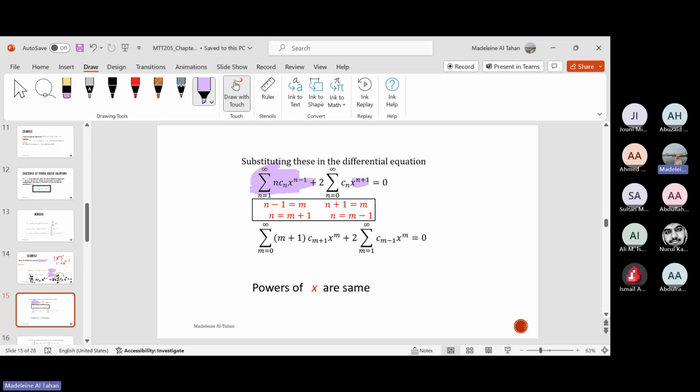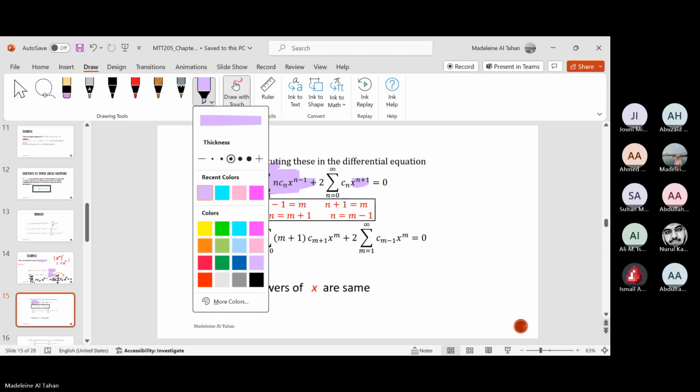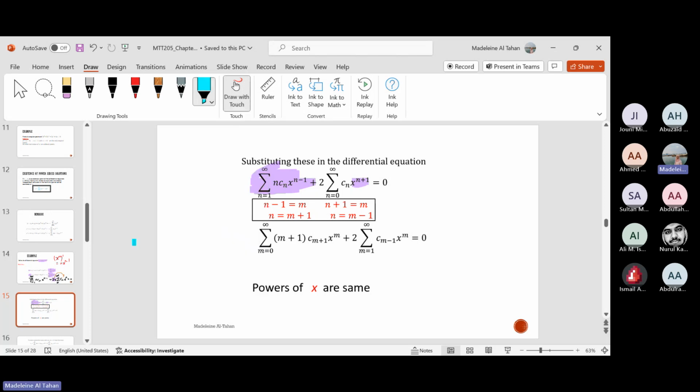Okay, Miss. Now, where's our problem here? We have here a power n minus 1, and here what do we have? n plus 1, right? So the first one, what should we use for it? n minus 1 equals m. So same as n, right? Yes.